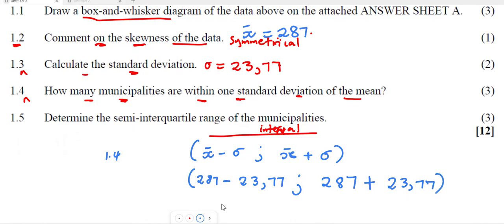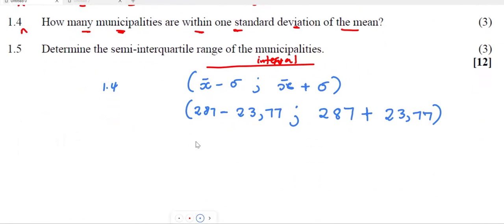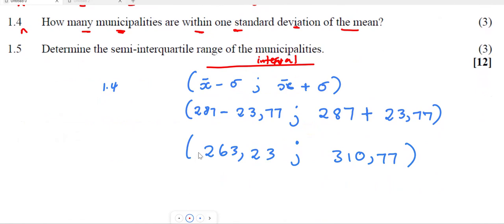Within. So the first part, if we simplify this properly, is going to give us 263,23. Okay, up to, if we add this one, that's up to 310,77. So we are saying the data that we need is from 263,23 up to this. So we need anything within that, in between.